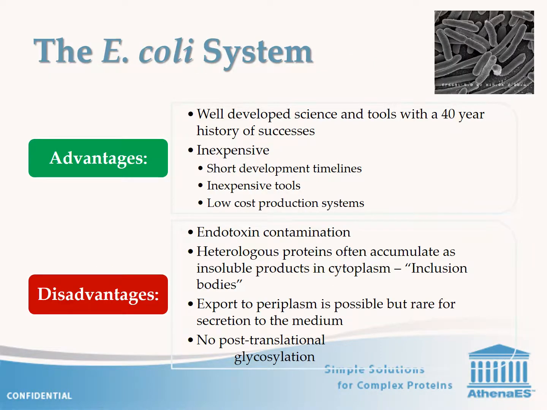Escherichia coli is among one of the most studied organisms with a 40-year history of being used to produce recombinant proteins. This system has several key advantages over other systems, which include a short development time, inexpensive and well-validated tools, and a low-cost production system. There are some drawbacks, however.